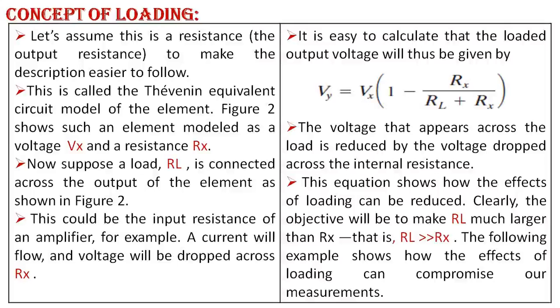Suppose a load RL is connected across the output of the element as shown. This could be the input resistance of an amplifier. For example, a current will flow, and voltage will be dropped across Rx. It is easy to calculate that the loaded output voltage will thus be given by Vy equals Vx times 1 minus Rx upon RL plus Rx. The voltage that appears across the load is reduced by the voltage dropped across the internal resistor.